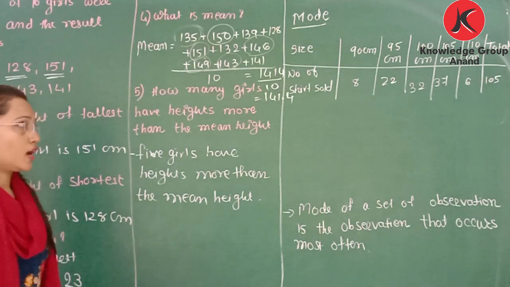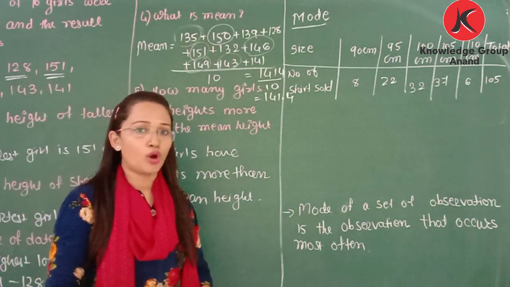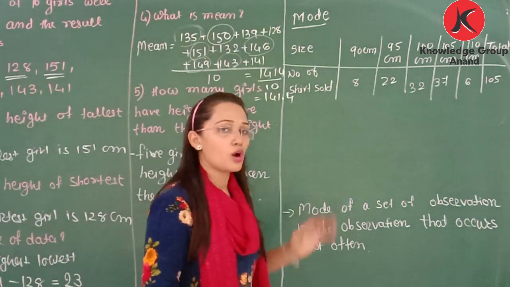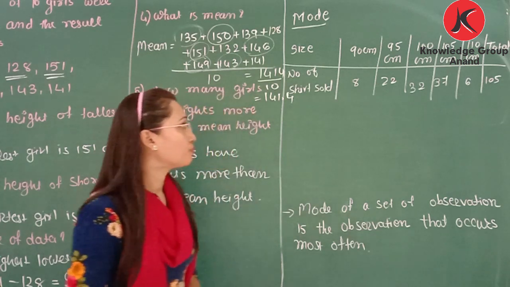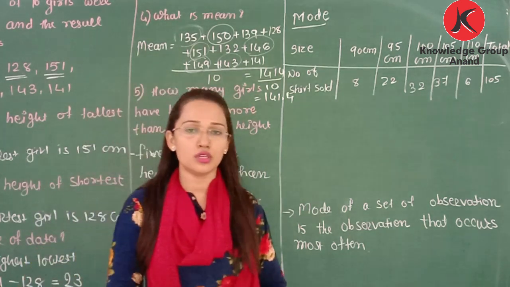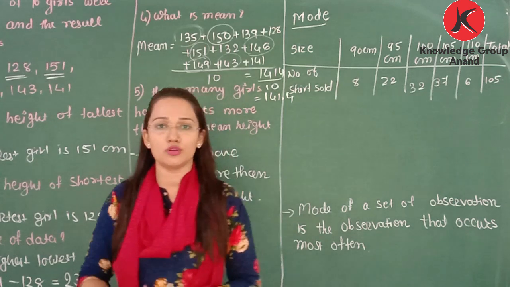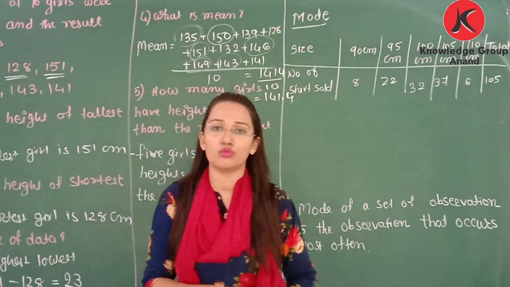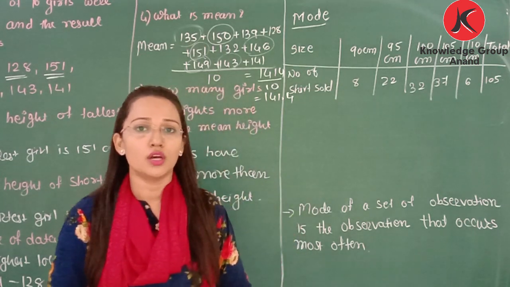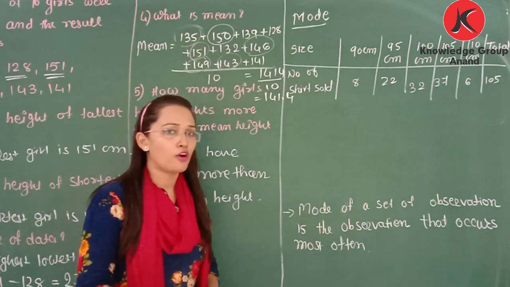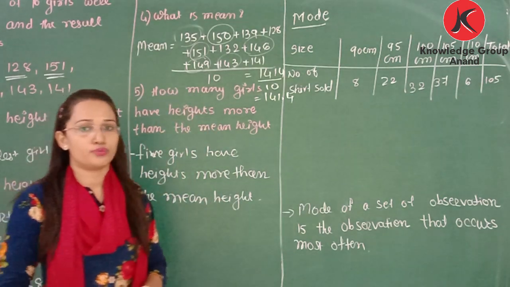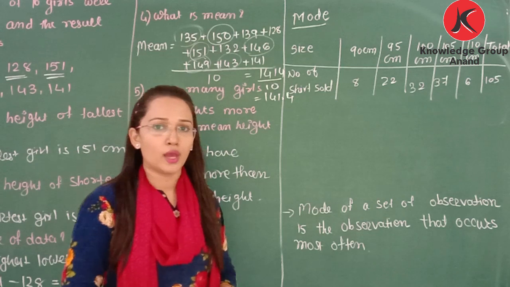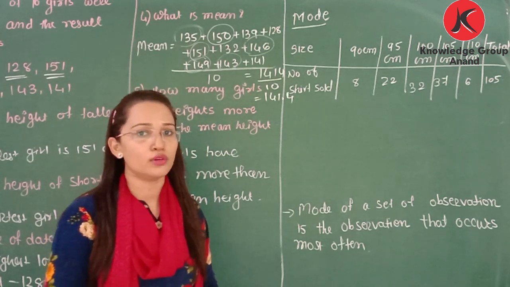Clear? Now we will learn one more central tendency of data, that is mode, and why we are using the mode. Okay, now what to learn is mode. Previously we learned about the mean, or you can say average. Average means sum of all observations divided by total observations. But every time this measurement is not useful.